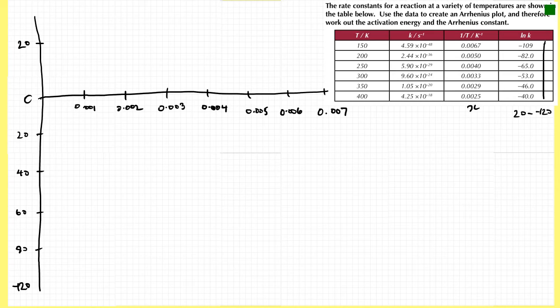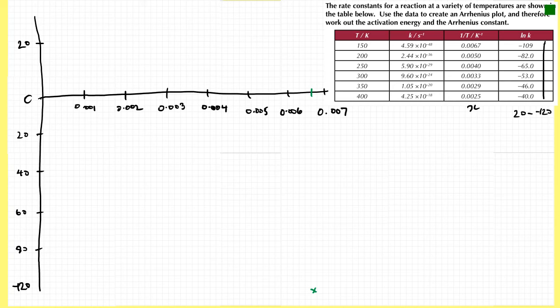Very roughly, there it is. So then, why don't we plot our points? Let's change colour just for the fun of it, and plot the point for temperature 150. So temperature 150, 1 over T is 0.0067, so that's going to be about here on the x-axis, and our log K is minus 110, right? So let's put that there. It's very rough, I'm sorry.